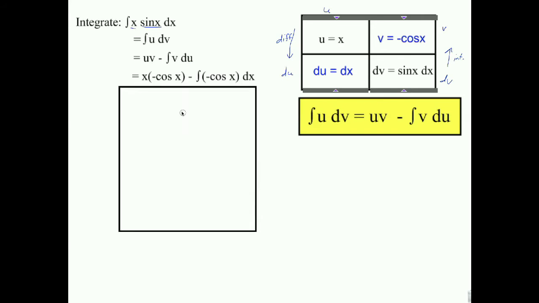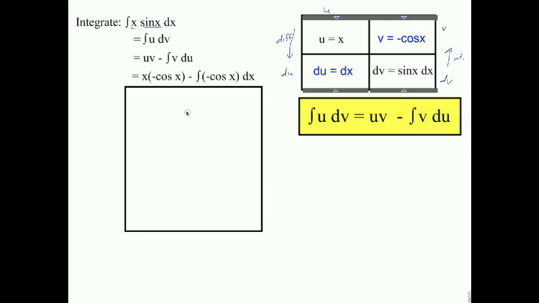We're going to plug in. So we plug in u, which is x. We plug in v, which is negative cosine x, minus the integral of v, negative cosine x, times du, which was dx. So we do all that substitution, and now we just figure out what this is equal to.